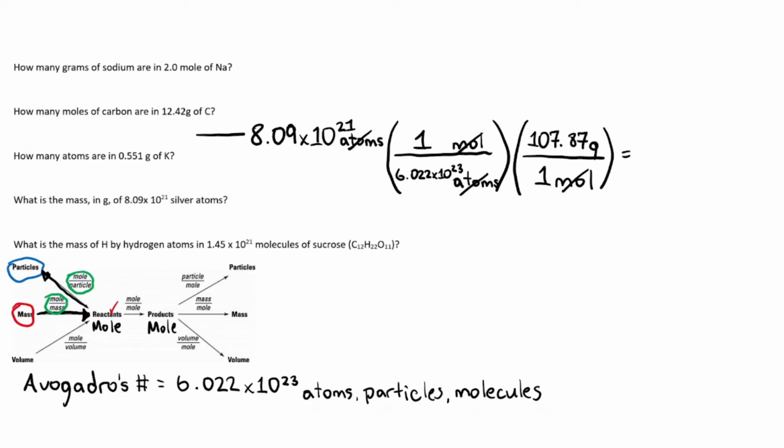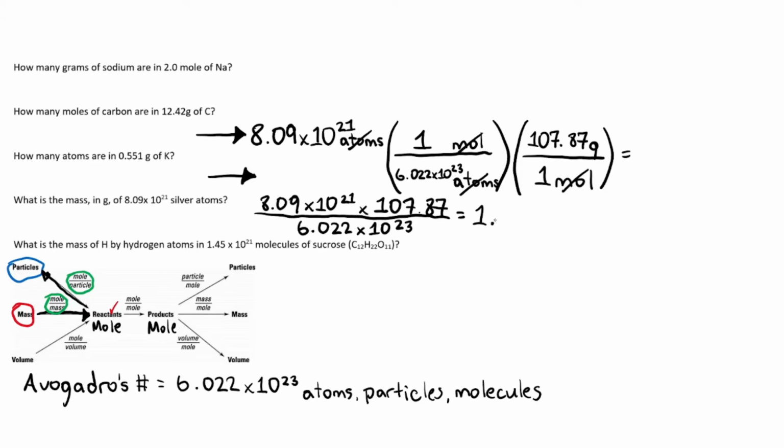And now we need to multiply across the numerator and the denominator, and that should leave us with 8.09 times 10 to the 21 times 107.87 divided by 6.022 times 10 to the 23rd, and that leaves us with 1.45 grams of silver. And that's how you do that problem.